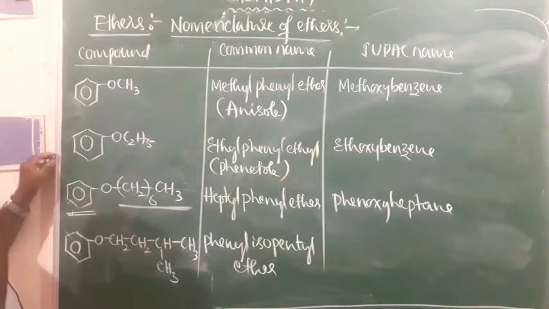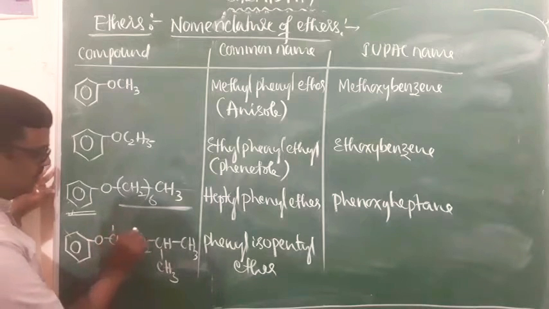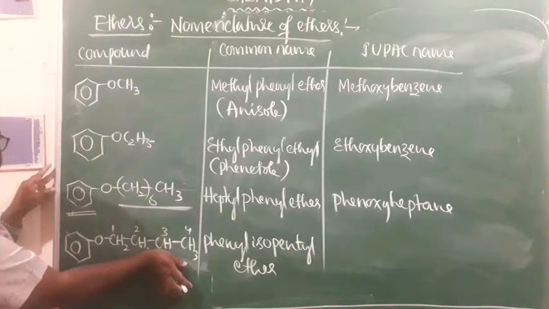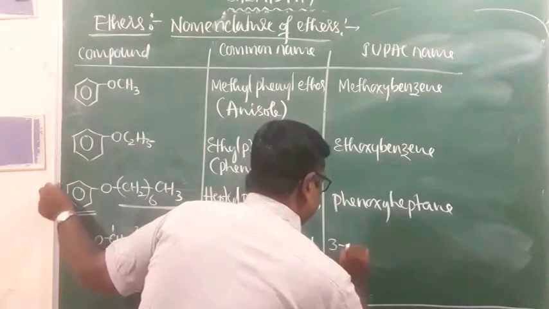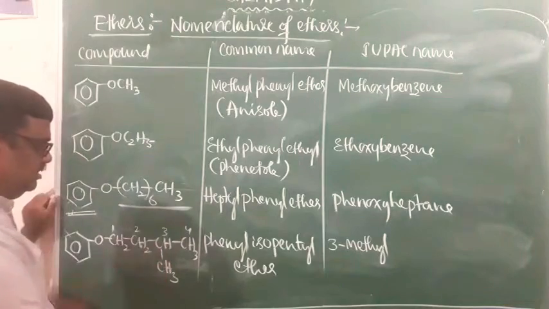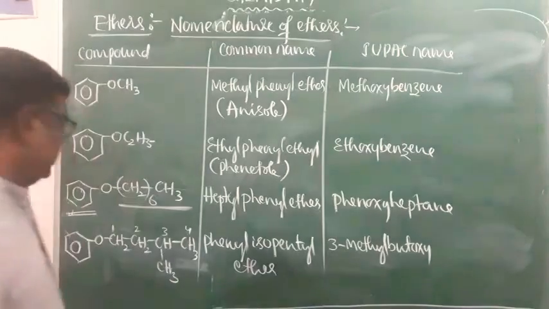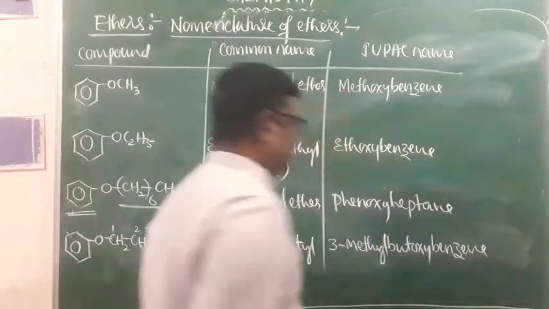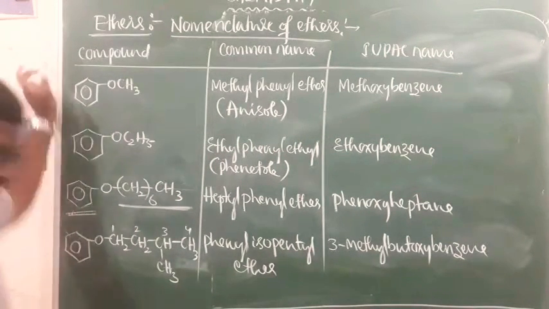And here, how to name this particular substituent. This is 1, this is 2, this is 3, this is 4. Now if CH3 is not there, it will be butoxy. If CH3 is not there, it is butoxy. CH3 is at the third position, 3 methyl. At the third position we have a methyl group. So 3-methylbutoxy, 3-methylbutoxybenzene. These are the IUPAC names and common names of certain ethers.